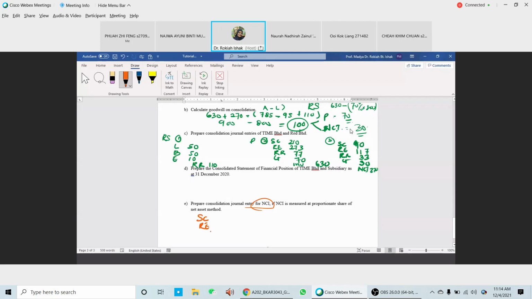Revaluation reserve. Okay. You have revaluation reserve, and then share capital is still 90, isn't it? Yeah. Okay, just close this one. Okay, 90. This one, 117. Okay, 33. What else do you have?